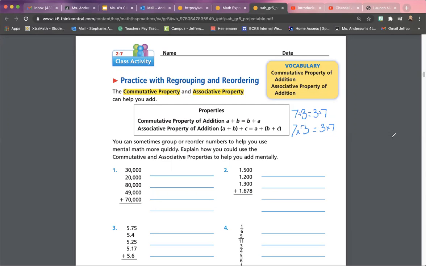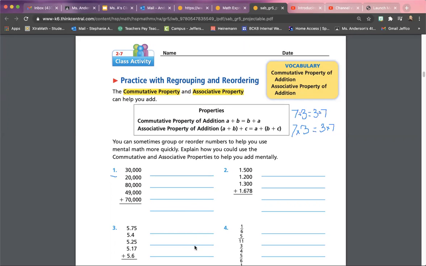So if we take the commutative property and we look at number 1, 30,000 plus 20,000 plus 80,000 plus 49,000 plus 70,000. In my commutative property, I could switch all this around. I could say 20,000 plus 30,000 plus 80,000 plus 70,000 plus 49,000. Either way, it's going to be the same answer. It doesn't really matter what order they go in, as long as we're keeping the fact families or the groups of numbers the same, you're going to get the same answer.